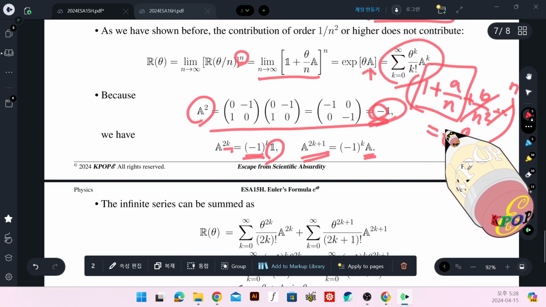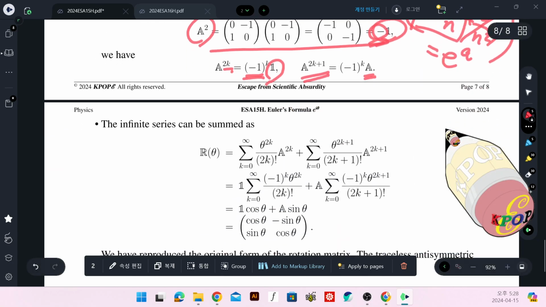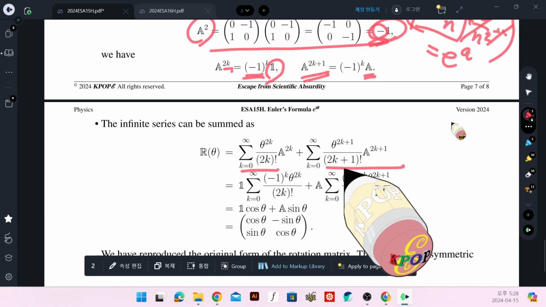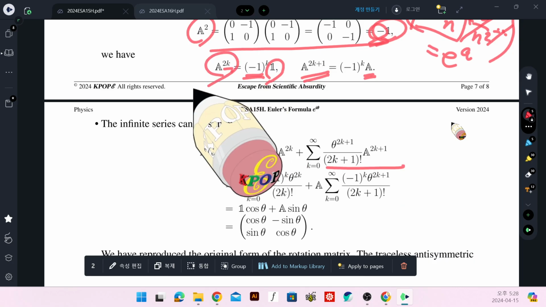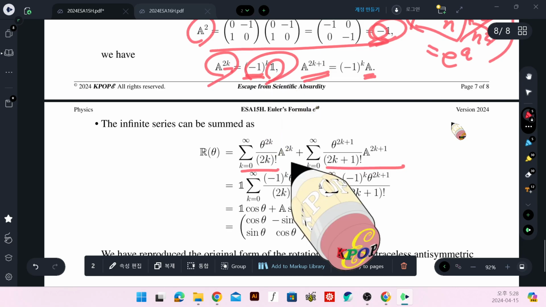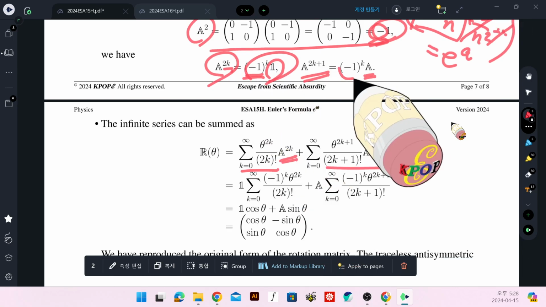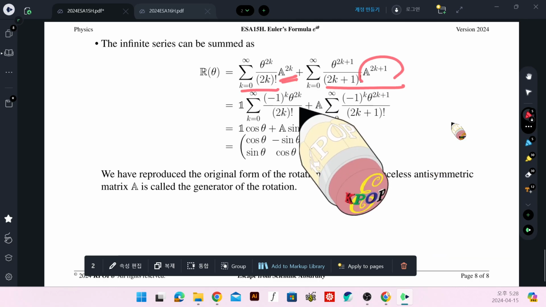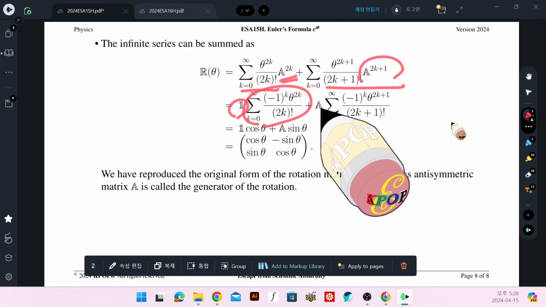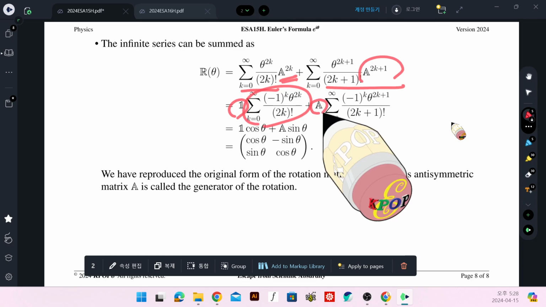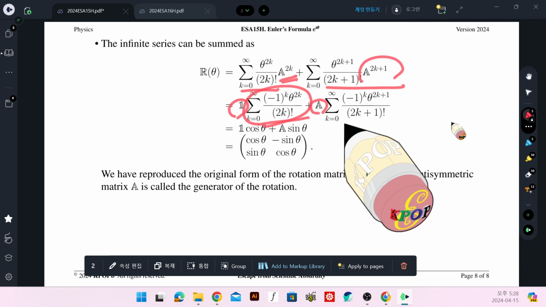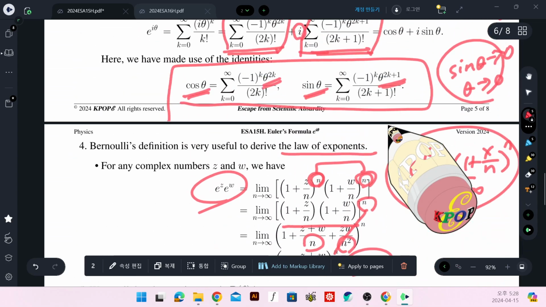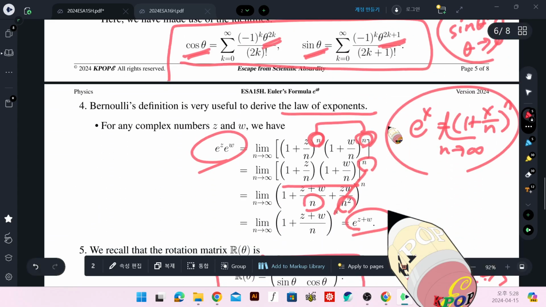Why don't we substitute these results into here after separating the series into 2 parts, the even part and the odd part? Substituting this one for A to the 2k, and this one for A to the 2k plus 1, what we find is some matrix, the identity and the original matrix A, except that the additional factors are identical to what we have found with cosine and sine.